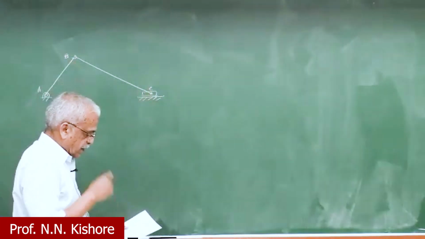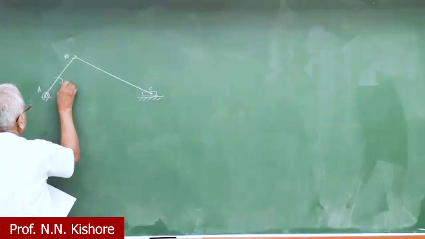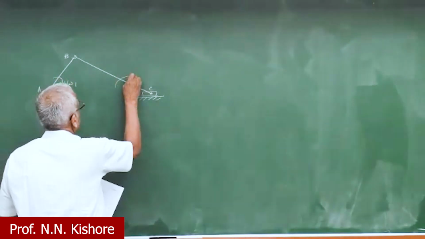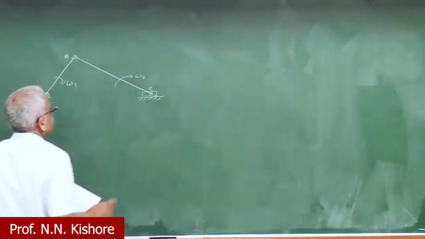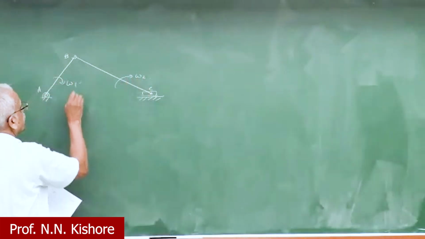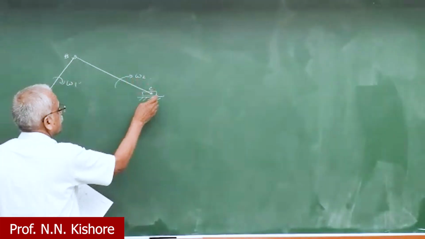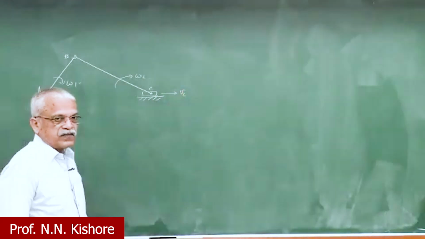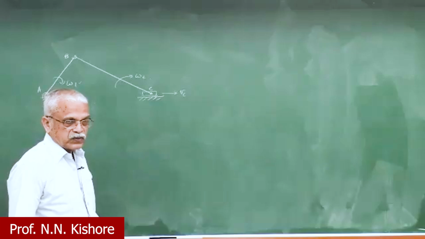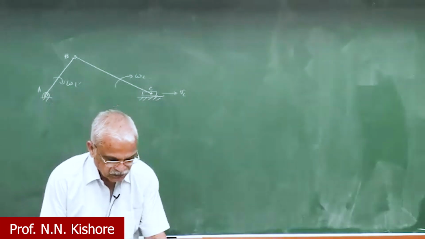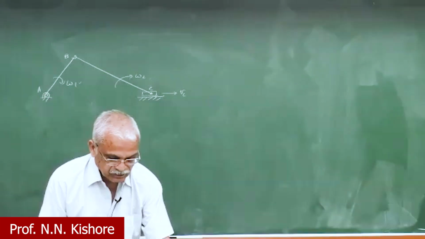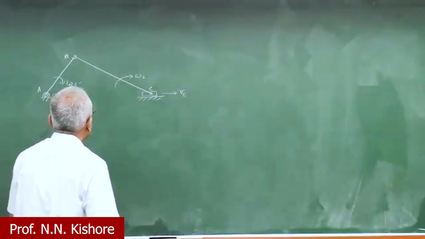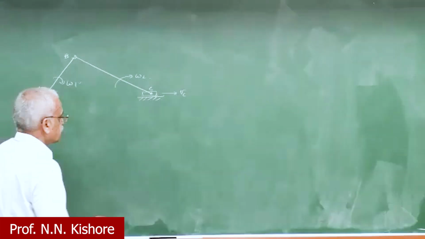So this is, say, body 1. Given omega 1, for example, if you want to find out the velocity of C and the omega 2, so two components you can always find out. Okay, so let's do this analysis.